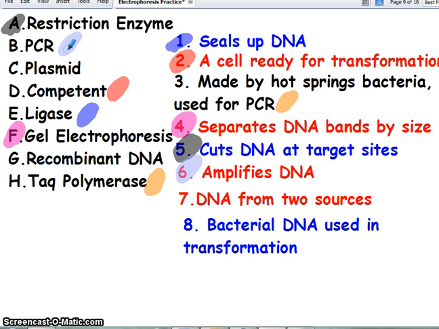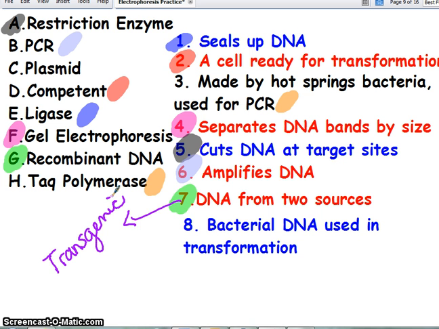Next, DNA from 2 sources. That is called transgenic, or actually that's called recombinant DNA, sorry. But you should know that an organism that contains DNA from 2 sources is called a transgenic organism.